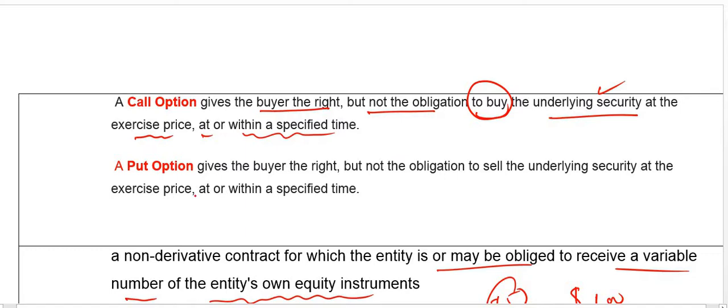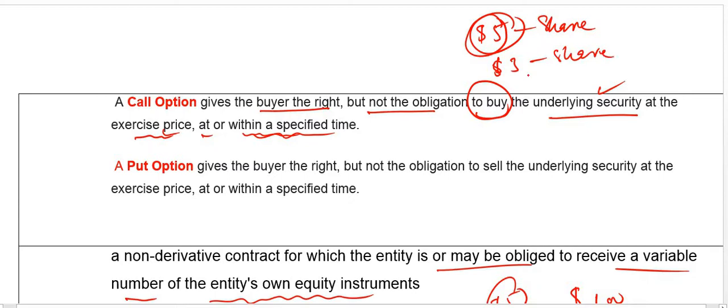The second thing is the put option. But first, let's say in the market you have purchased a call option, and the call option is that you have to buy the share at, let's say, $5. This is the price of the share at the time of the call. When you want to buy the share at the exercise price within a specified time, you will pay this $5. But if at the time of exercise the market price of the share is, let's say, $3, definitely you will not purchase this share, because the market value is less than that of the call option. So here you have the right to buy but not the obligation, so you will not go for this.